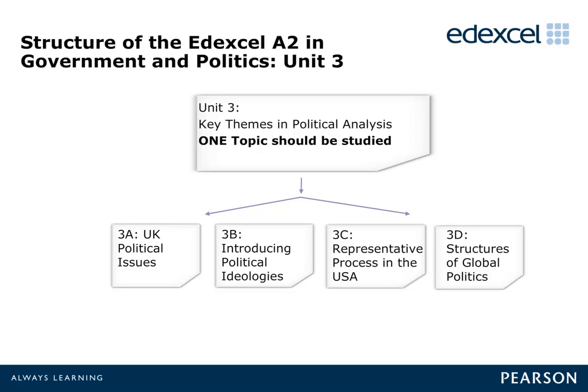Looking in more detail at Unit 3, which is Key Themes in Political Analysis, you can see here the paper available for each route. Route A, Contemporary Politics, looks at UK political issues. Route B, Political Ideologies, at an introduction to ideologies. Route C, The Politics of the USA, at representative processes. And Route D, Global Politics, at the structures of global politics.